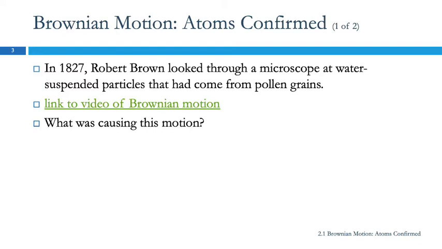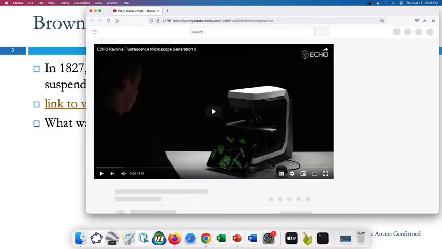So how did they come to understand that atoms actually existed? In 1827, Robert Brown was looking at some water-suspended particles from pollen through a microscope. And he noticed that they were moving. So let's look at a video similar to what he would have seen.